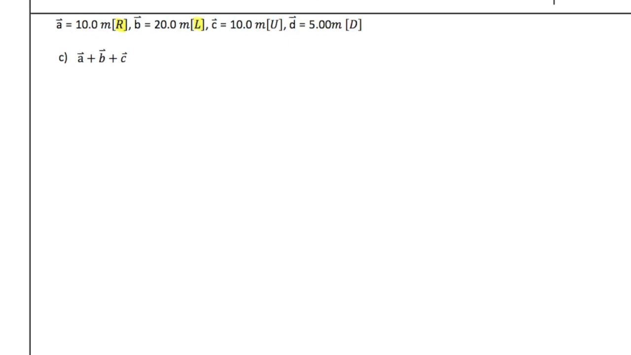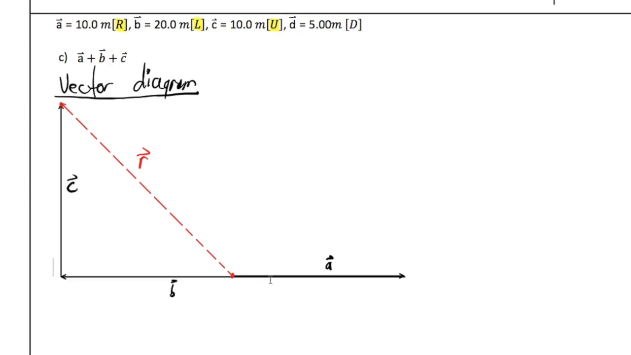They're on the x-axis. But vector C is on the y-axis. That makes this question a little bit more complex to solve. So what we're going to do here is grab that vector diagram that we did in part A. And of course, by part A, I meant to say question 1. So part C of question 1.